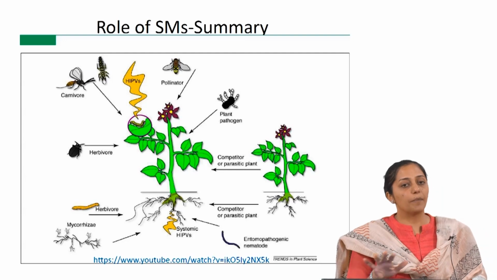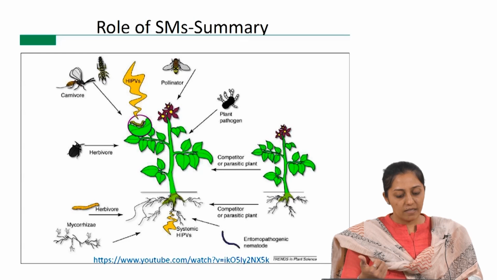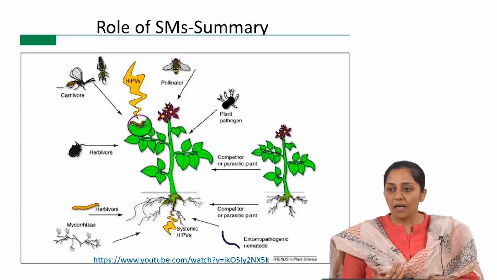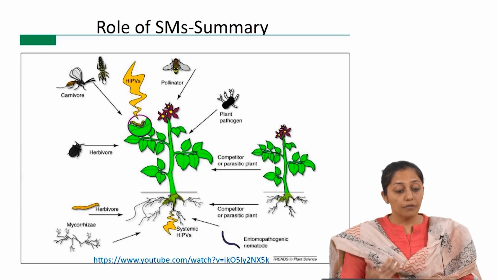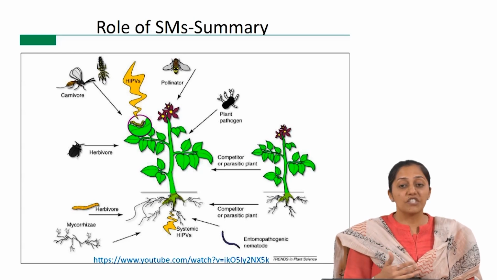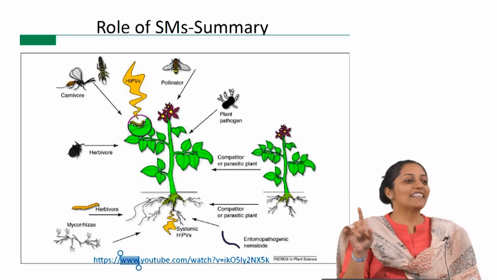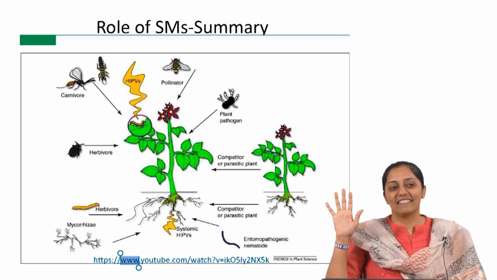So, this is the summary of what we have learnt up till now. It is against the herbivore, the plant has to protect itself. Carnivore is involved further to protect, HIPV. Any guesses? So, it is herbivore induced plant volatiles.